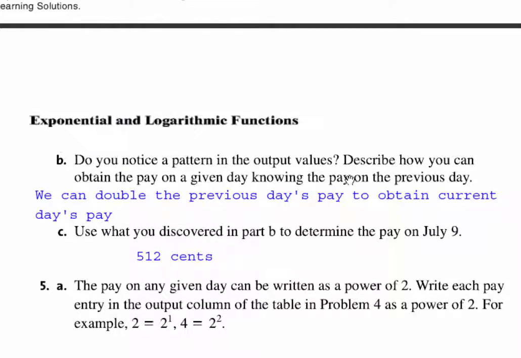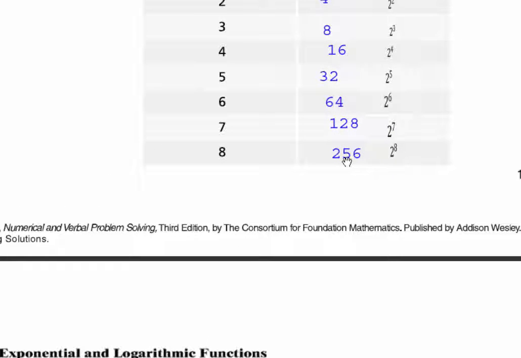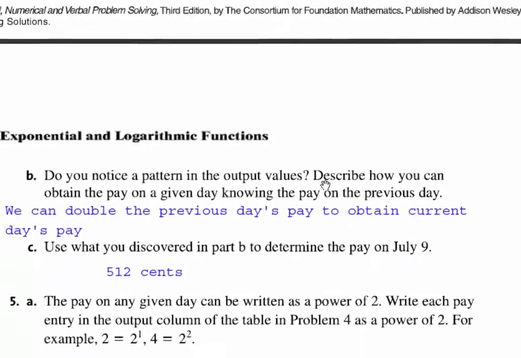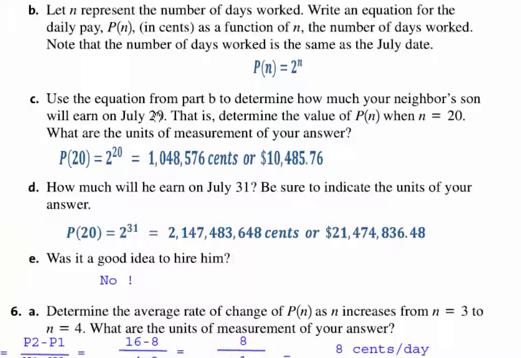So if I said on the 8th day, how much did he earn? I would say 2 to the 8, and I'd get 256. Now they ask, what did this gentleman earn on the 20th? Well, if I raise 2 to the 20th, I end up with $1,048,576. Remember, this is in pennies. So if I move the decimal 2 places to the left, that would give me the dollar amount, right? $10,485.76.